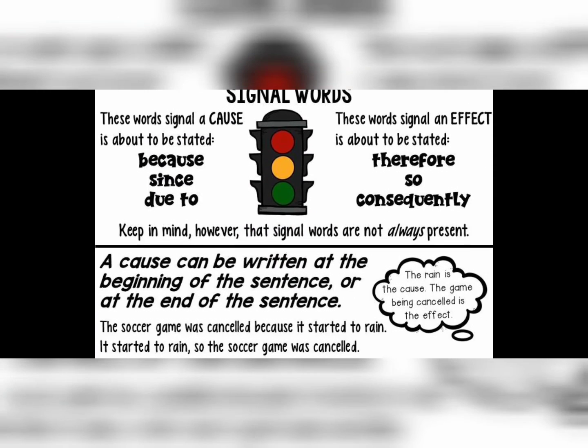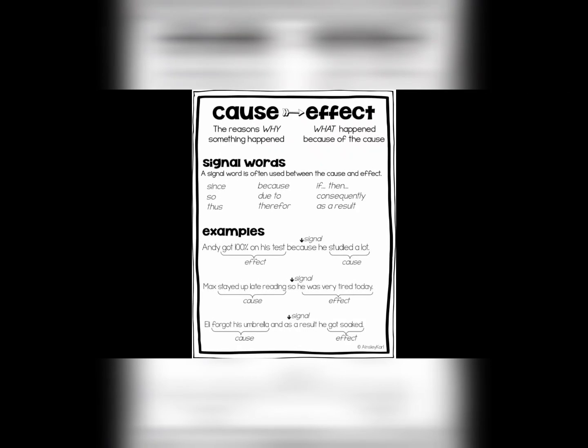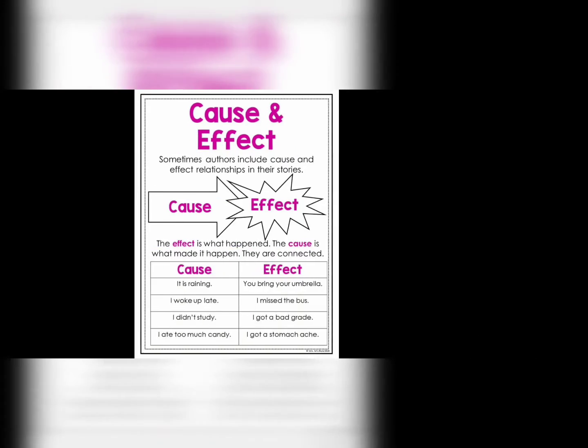Signal words are the same. A cause can be written at the beginning of the sentence or at the end of the sentence. The soccer game was cancelled because it started to rain. It started to rain, so the soccer game was cancelled. So the position could be either of these two. So these are some of the examples that you can keep in mind while writing cause and effect paragraphs and sentences as well.